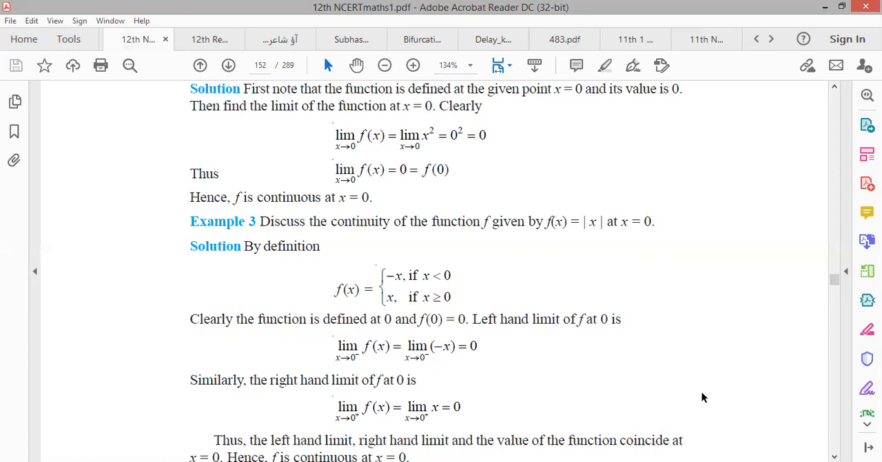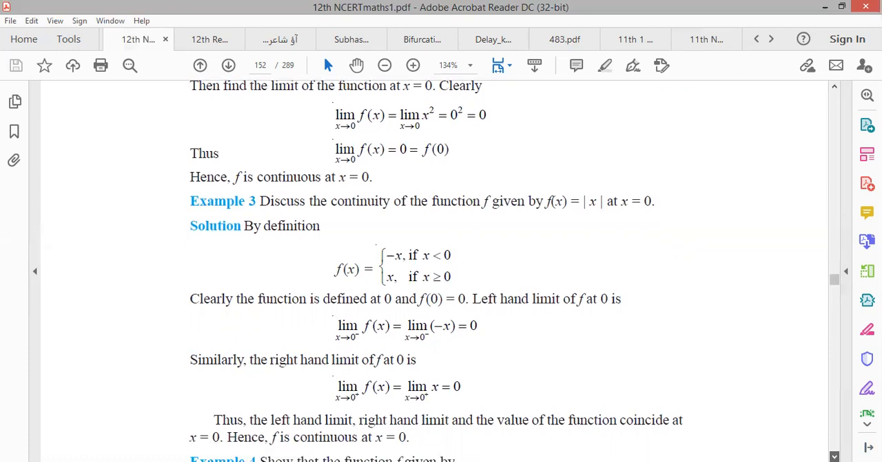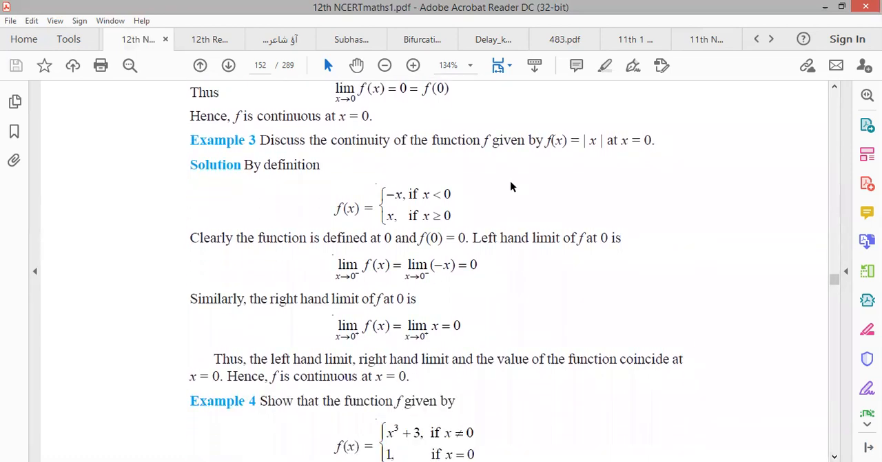At that point, we have to check it carefully. At that point you see that x is equal to 0, it's also equal to 0 functional value, and the limiting value from either of the sides, either from the left or from the right, is equal to 0. So we say it's a continuous function.